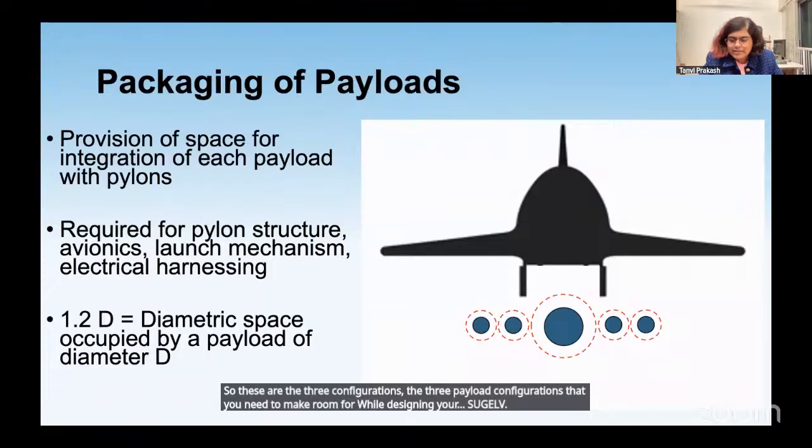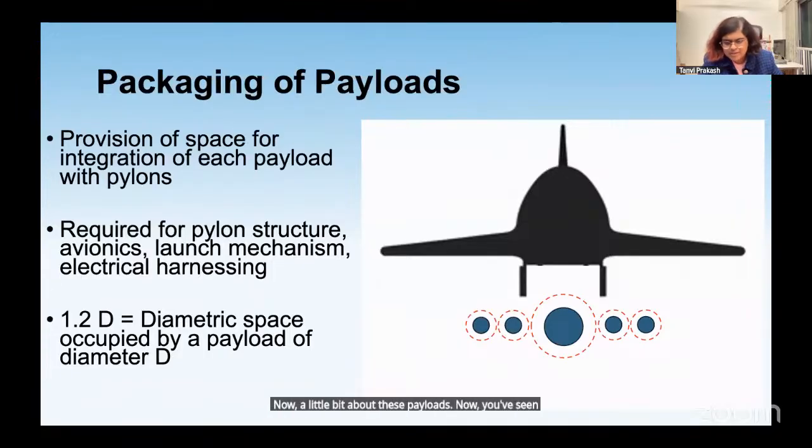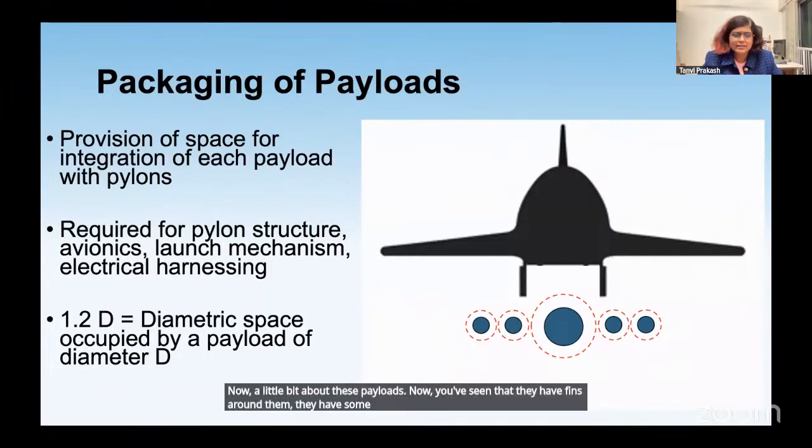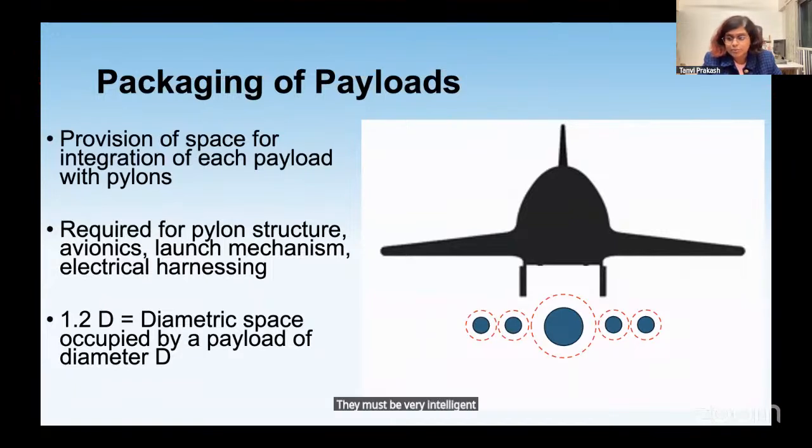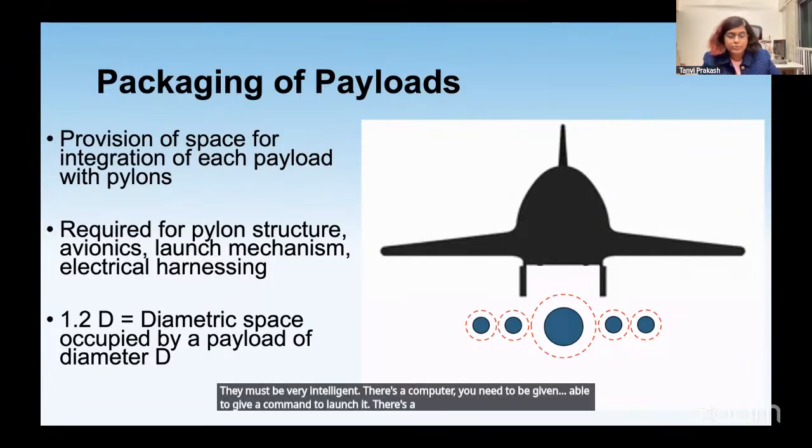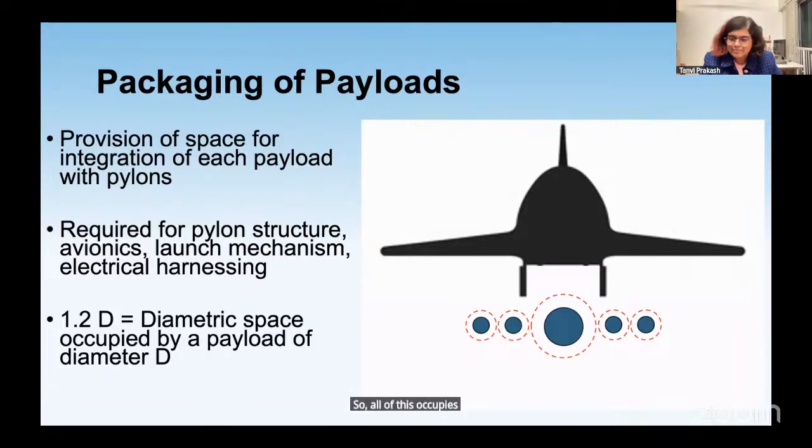Now, a little bit about these payloads. You've seen that they have fins around them, they have some electronics, and they must be very intelligent. There's a computer, you need to be able to give a command to launch it. There's a launcher I showed you. So all of this occupies space, right?